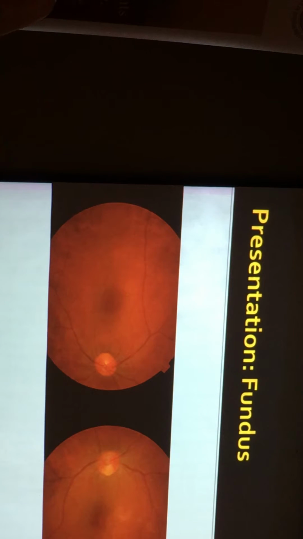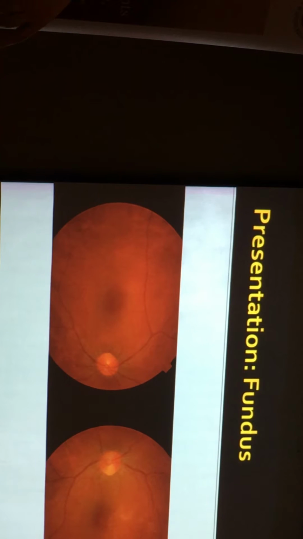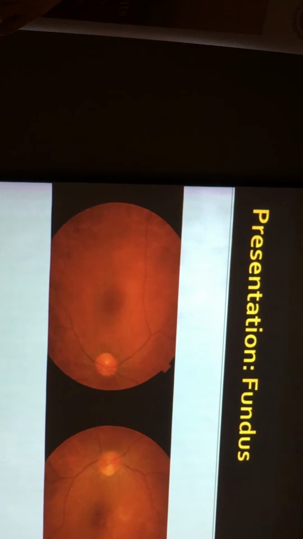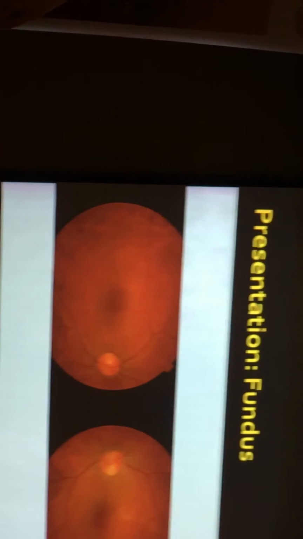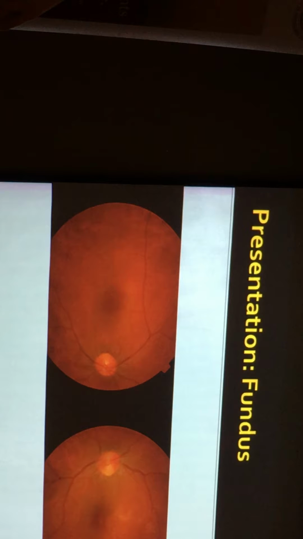So everything seems to be in the left eye, yes? Everything's on the left side. What do you find on the fundus? Normal in the right eye, within normal limits, and in the left eye there is a... I can see clearly. Come closer.